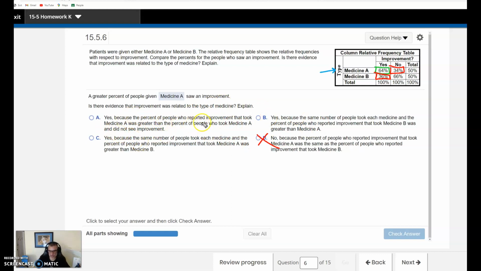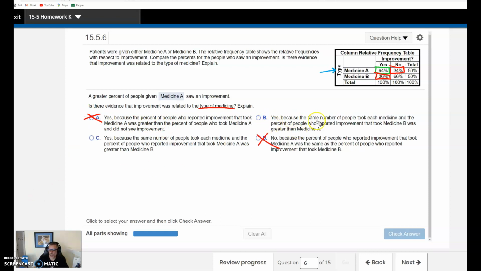Yes, because the percent of people who reported improvement that took medicine A was greater than the percent of people who took medicine A and did not see improvement. So the problem with this one is it's not related to the type of medicine. This one says nothing about medicine B. That's the key right there. We're interested: is medicine A better than medicine B? This one doesn't talk about medicine B at all.